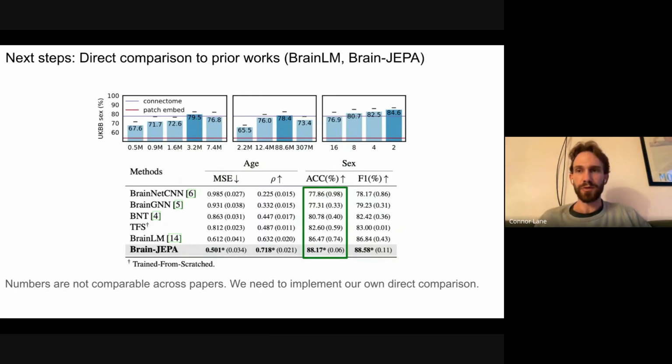But you have to take this with a critical grain of salt, because you cannot compare the numbers directly. There are tons of differences between how we're evaluating the model and how these previous authors evaluated their model. And so we really need to implement a direct comparison to these prior works in order to know how our model compares. So this is something we need to do in the next couple of weeks.